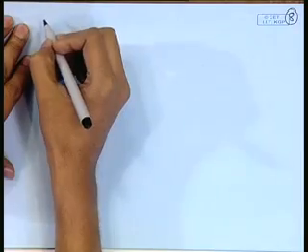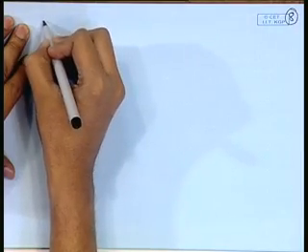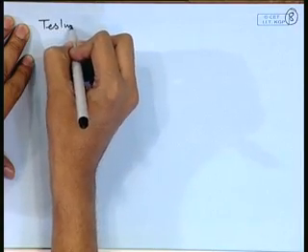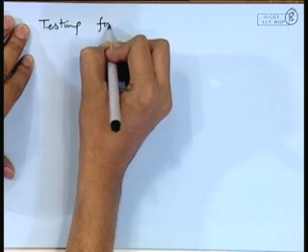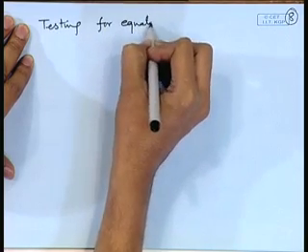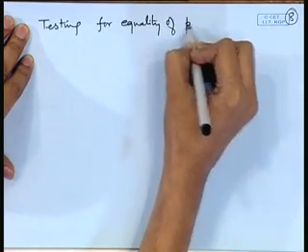So, basically the situation is of the following form: testing for equality of proportions.